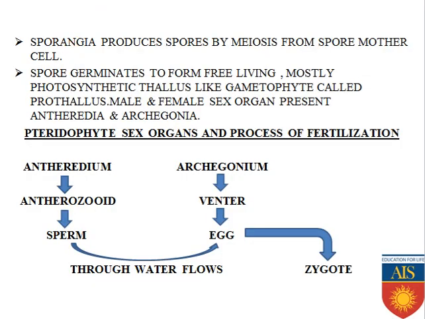Next point is that the sporangia produce spores by meiosis from the spore mother cell. Obviously the spores will be produced by the help of meiotic cell division, and that is obviously from the spore mother cells.